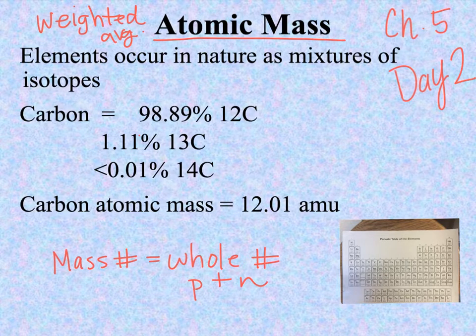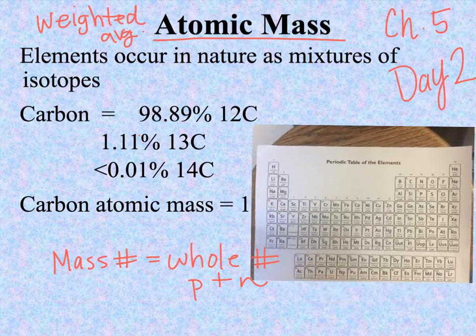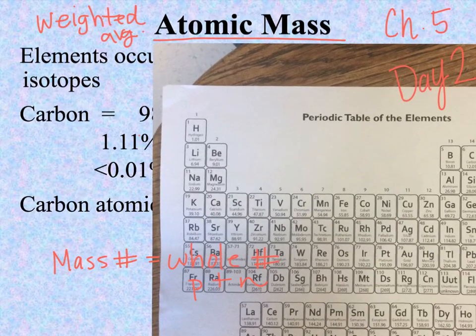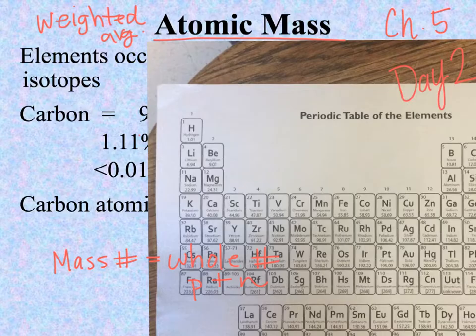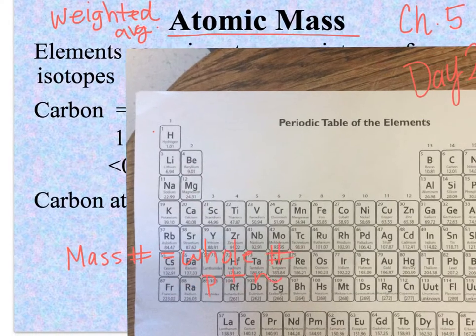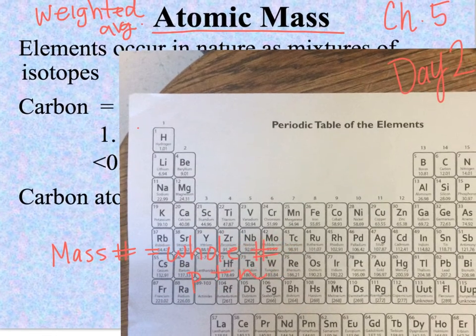So let's just enlarge this periodic table a little bit so you can see that. So you'll notice right here, like 9.01, that is what we refer to as a fraction. So they get those fractions or those decimal places by using the weighted average or calculating the weighted average, okay?